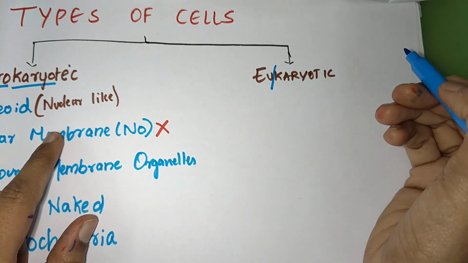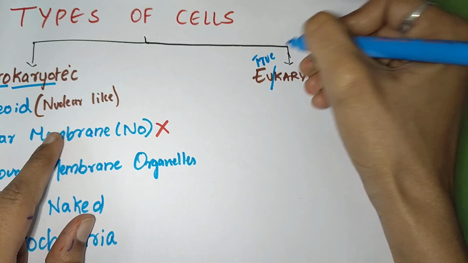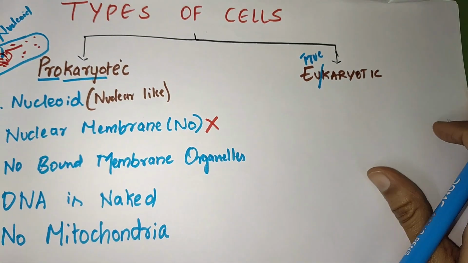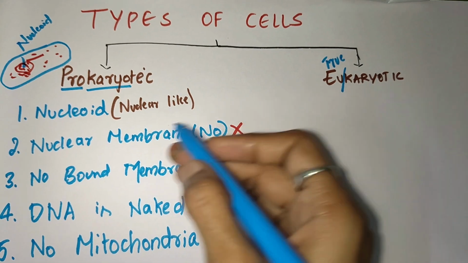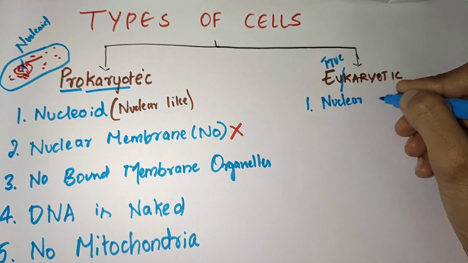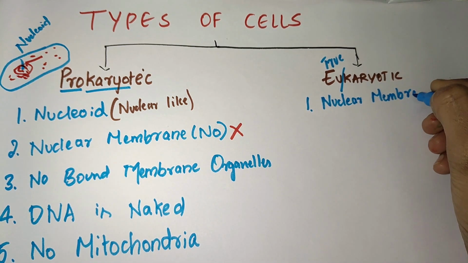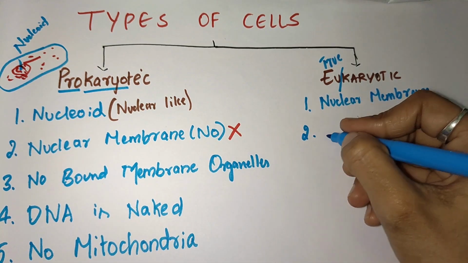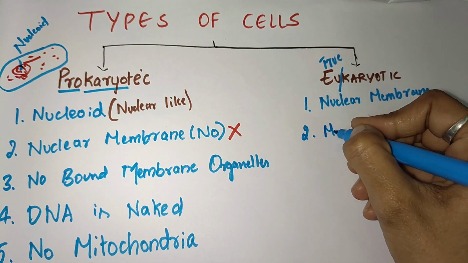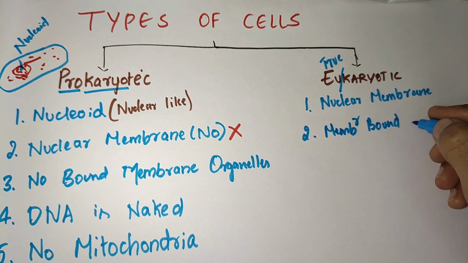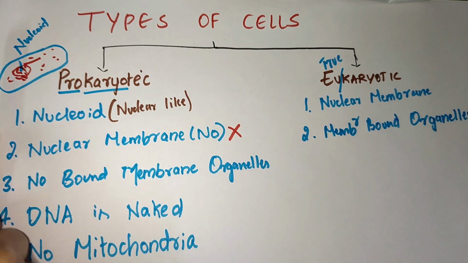Whereas when it comes to eukaryote, U means true. Karyon means nucleus. That means it has a true nucleus. यहाँ पे जो nucleus था, यहाँ पे न्यूक्लियर मेम्ब्रेन के साथ होगा न्यूक्लियस. ठीक है, न्यूक्लियस जो है वो मेम्ब्रेन के साथ होगा. एंड द सेकेंड थिंग इज मेम्ब्रेन बॉन्ड ऑर्गेनल्स. सारे के सारे मेम्ब्रेन बॉन्ड ऑर्गेनल्स प्रेजेंट रहेंगे. Membrane bound organelles are present.